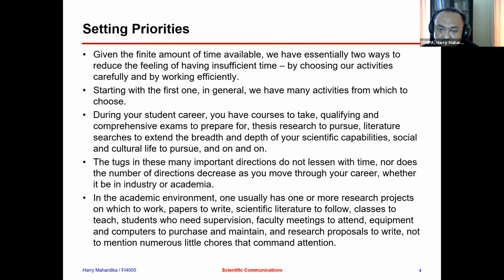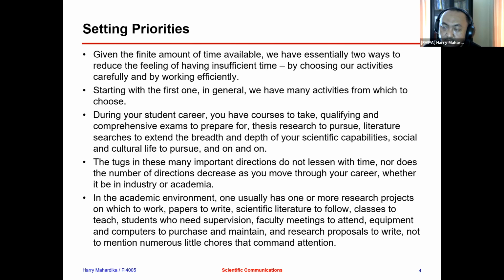The tugs in these many important directions do not lessen with time, nor does the number of directions decrease as you move through your career, whether in industry or in academia. In an academic environment, one usually has one or more research projects on which to work, papers to write, scientific literature to follow, classes to teach, students who need supervision, faculty meetings to attend, equipment and computers to purchase and maintain, and research proposals to write, not to mention numerous little chores that command attention.